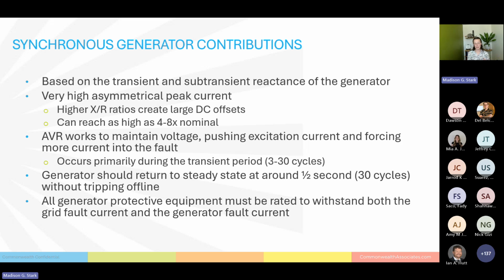When we're looking at how this contributes, we also have to understand that the generator protected equipment, so everything between the generator and the grid, the breakers, relays, transformer protection, needs to be able to withstand the grid fault current, should that get pushed in, as well as a generator fault current getting pushed out to the grid, which can be pretty significant and can require significant short circuit ratings for those generator systems.